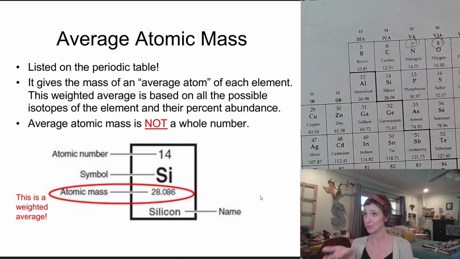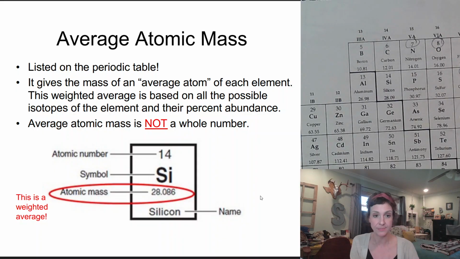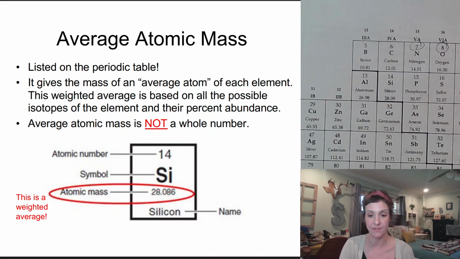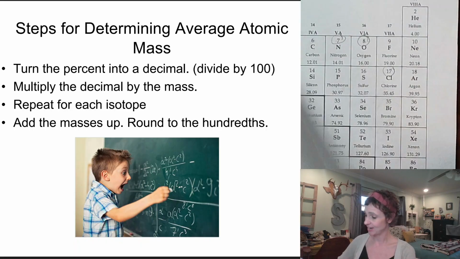That means I can have carbon 12, I can also have carbon 13, I can also have carbon 14, but whichever one of those isotopes is more abundant, meaning I see more of them than the others, that's going to carry a little bit more weight when I'm trying to calculate the average mass of one of those elements. So average mass is not going to be a whole number because it is an average of all possible isotopes of our elements.